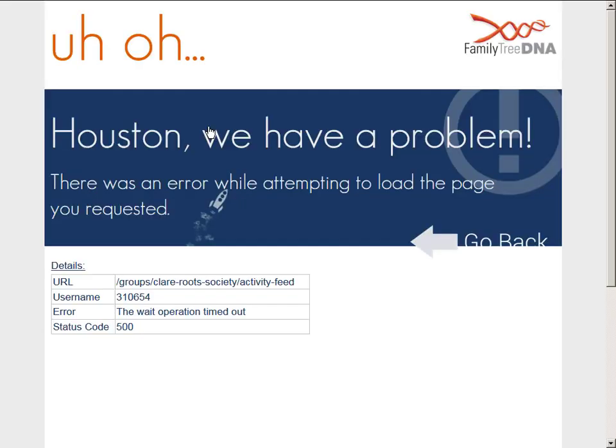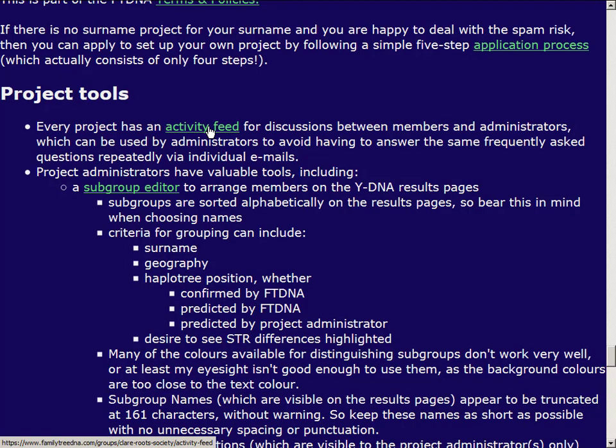Again, we're going to go slow. And it's probably going to time out on me. Give it one more go. Everybody must be logging into Family Tree DNA this evening. Oh joy.